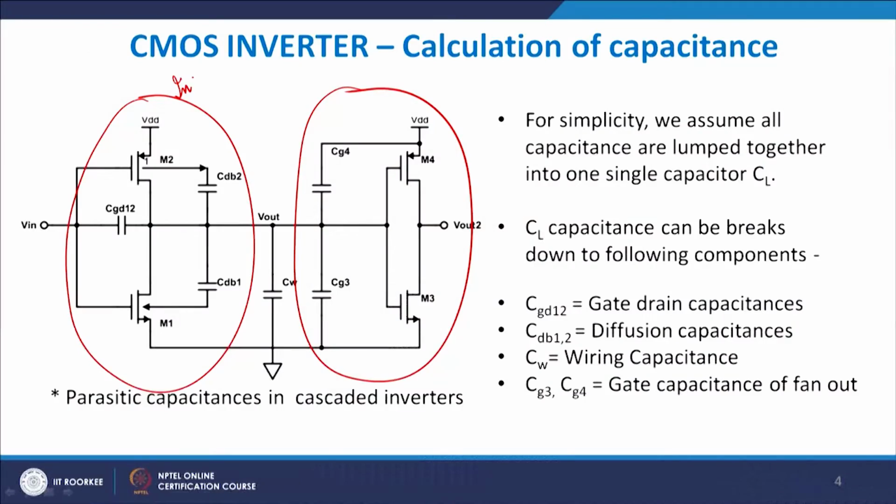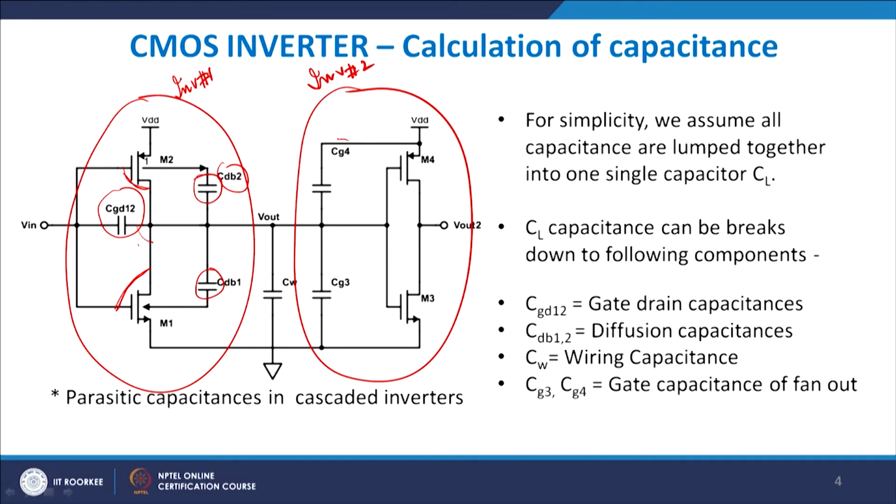But if you break it down, then you see this is one inverter driving another inverter here. Let us suppose this is inverter 1 and this is inverter 2 and it is driving it. So, you see this is drain to bulk capacitance, and you have gate to drain. You have drain to bulk here and drain to bulk here, drain to bulk for NMOS and drain to bulk for PMOS. This is gate to drain, and this is also gate to drain. These two gate to drain capacitances together form CGD12.